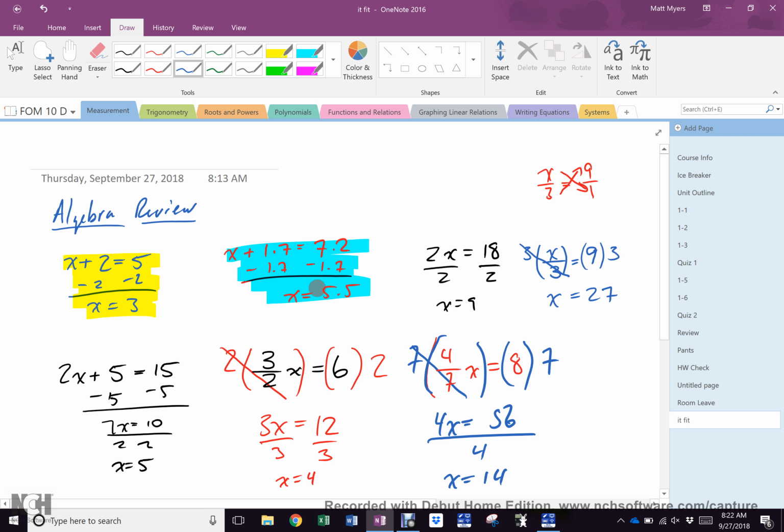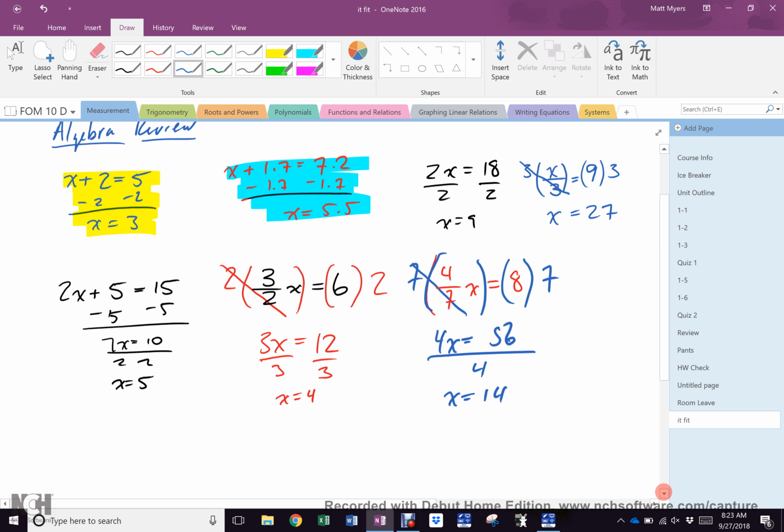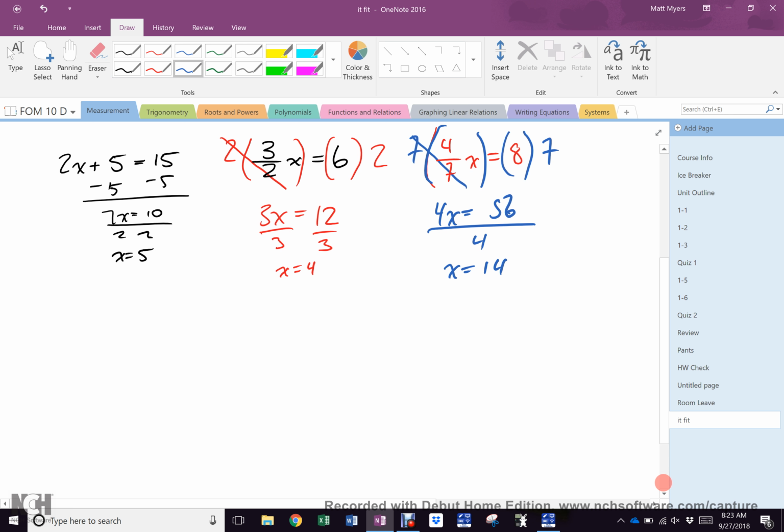Now, what if this isn't a perfect number, like up here? It had a decimal. Does that matter? No, of course not. It's still the same math. Is everybody cool with all of these 2-step jobbies? Yes? Yes. Really and for true? Yes. Relax, sister. Whew. Okay.